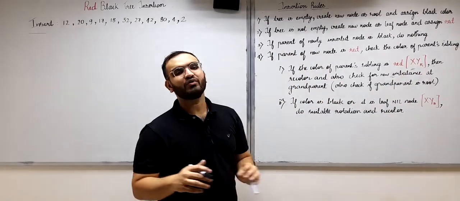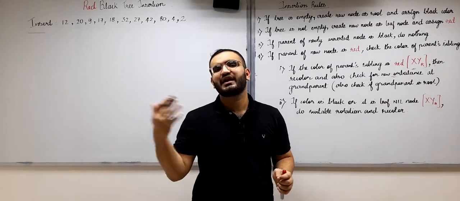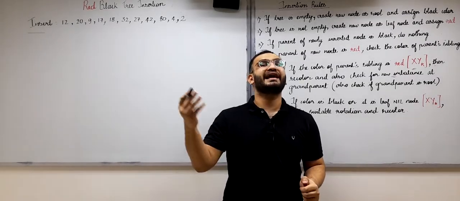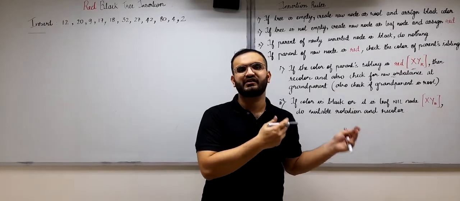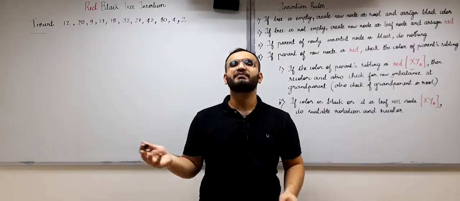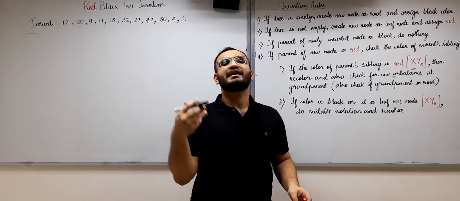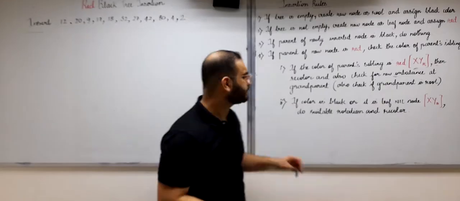Okay, and this was the red kind of imbalances, the XYr kind of imbalances. The remaining 4 kinds of imbalances are the XY black kind of imbalances. I've explained all this in the previous video where I explained the 8 types of imbalances. So in those imbalances, what do we do? We actually rotate and then we recolor. Okay, so that is what we do.